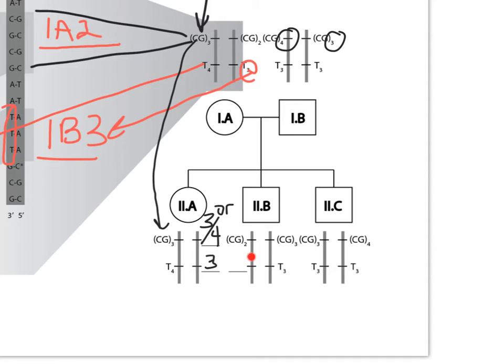What about this blank down here? Son 2B has T3. Which parent did that come from? Could have come from either. So since we can't rule that out, then we're back to the same issue. It's either T3 or 4 that comes from the other parent at this locus.